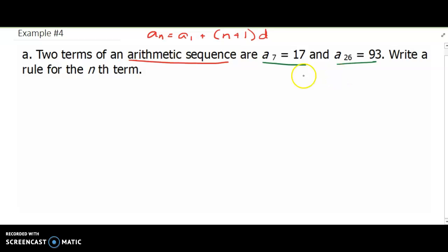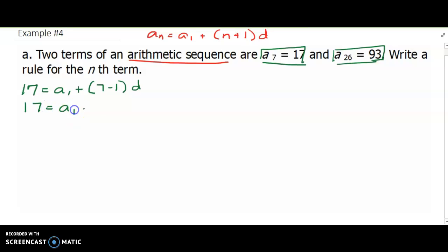So what I want to do is set up a system of equations. I'm going to set up an equation for this one, and a different equation for this one here. So I can say 17 equals a1 plus n minus 1. Well, my n is 7 here, so 7 minus 1 times my common difference. So 17 equals a1 plus 6d.